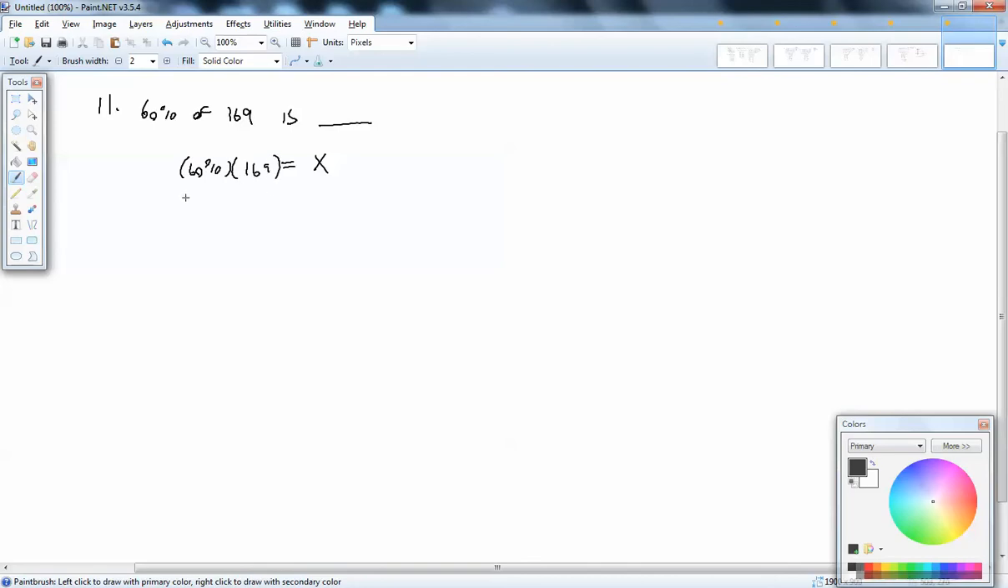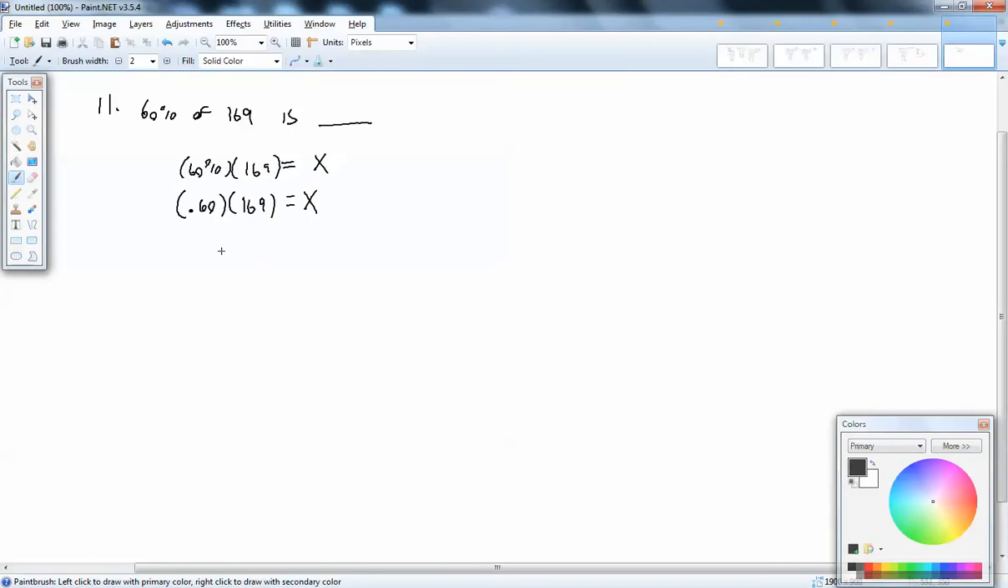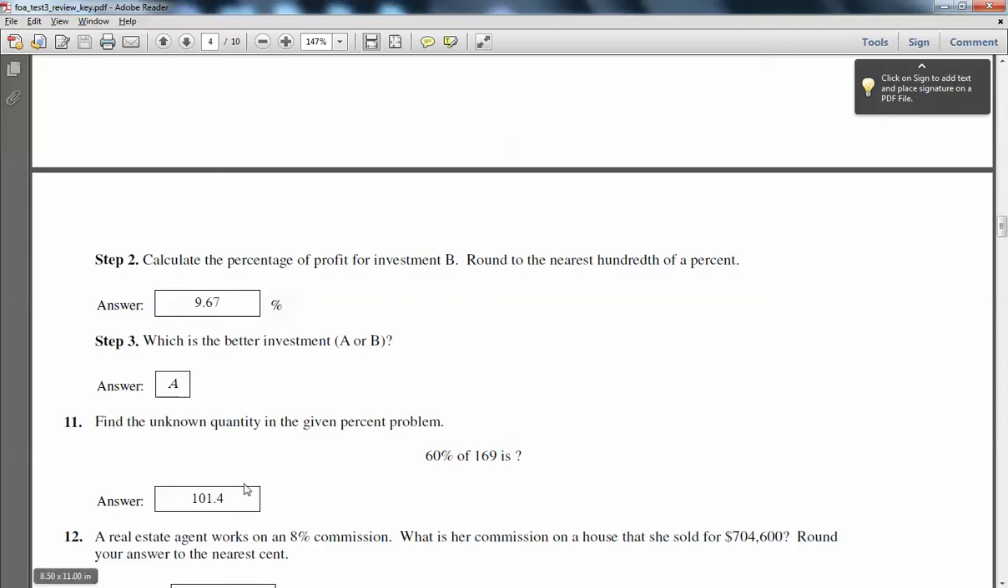Now you always want to change your percent to decimal form, and you do that by moving your decimal place 2 places to the left. So that'll be 0.60 times 169. Let's see, 0.6 times 169 is 101.4. What does it say for rounding? It doesn't say, so I'll just leave it that way. 101.4. And that seems reasonable. 60% of 169 does seem like 101.4. But let's check. Yeah, 101.4.